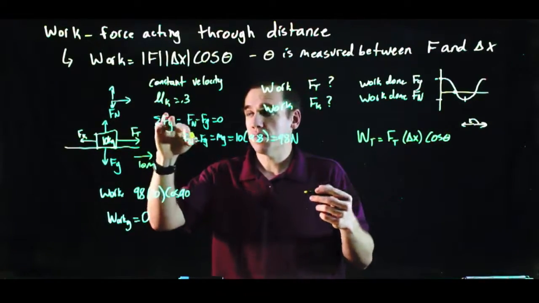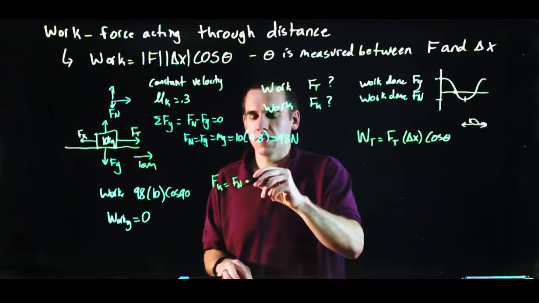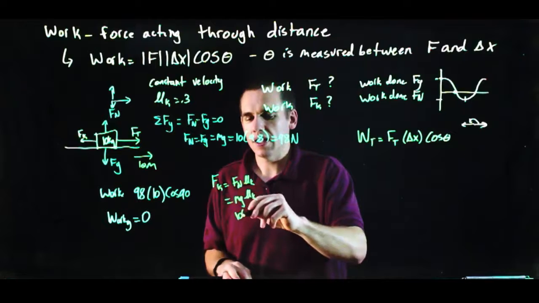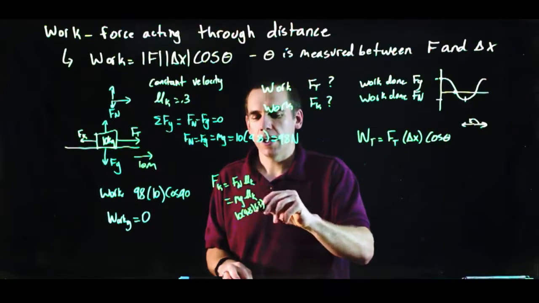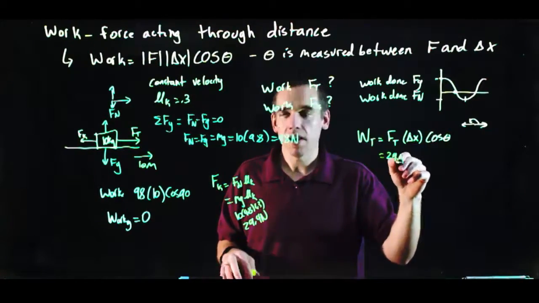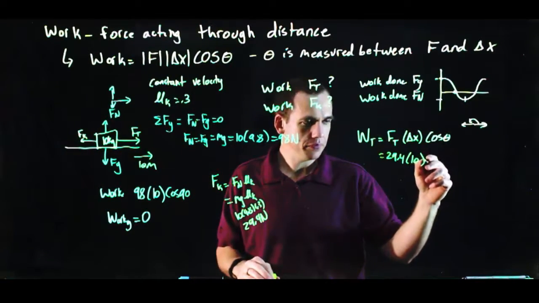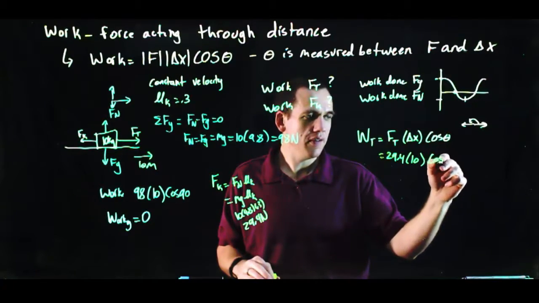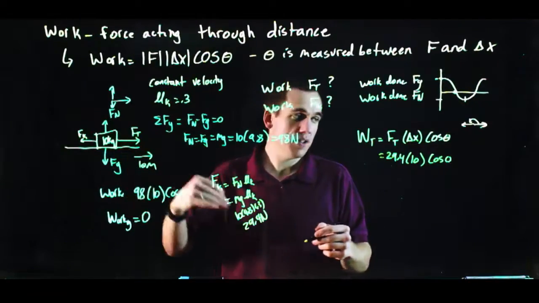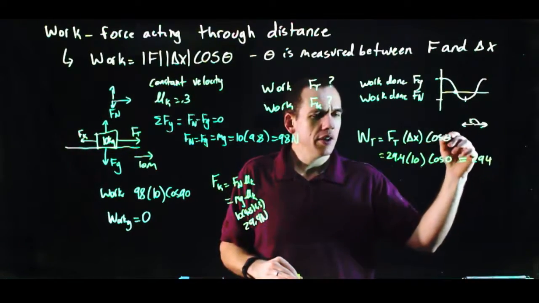Well, if the coefficient of friction is 0.3, that means Fk equals Fn times the coefficient of friction, which would be mg times the coefficient of friction, which would be 10 times 9.8 times 0.3. So this would be 29.4 newtons. So I have 29.4, because these two forces balance, right? It's not accelerating. 29.4 times 10 times the cosine of 0, because it is moving in the same direction as the tension force. So the angle between the tension and the displacement is 0, which the cosine of 0 is 1.